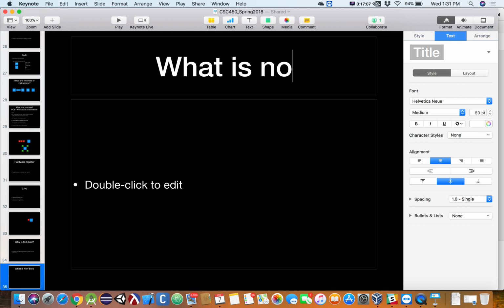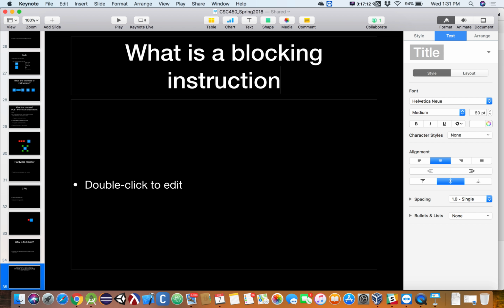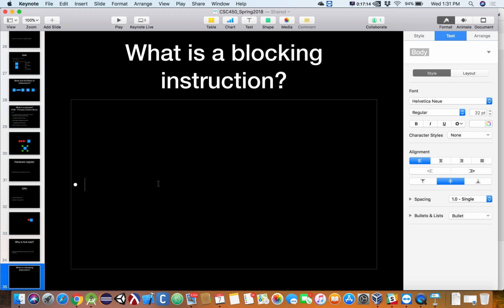Oh, we can just say, what is blocking? When I say a blocking instruction, what am I talking about? What does it mean for an instruction to block? Go ahead. That it does interrupt the CPU? It does. Okay, but if it interrupts the CPU, that indicates that nothing else from that same process can happen at the same time, right?